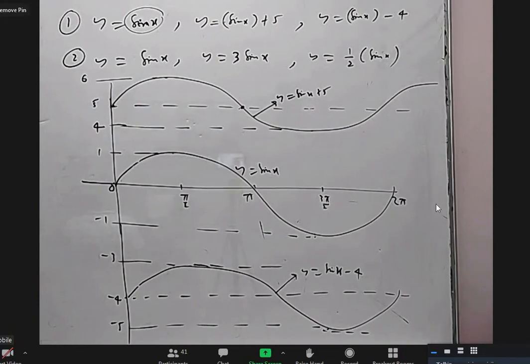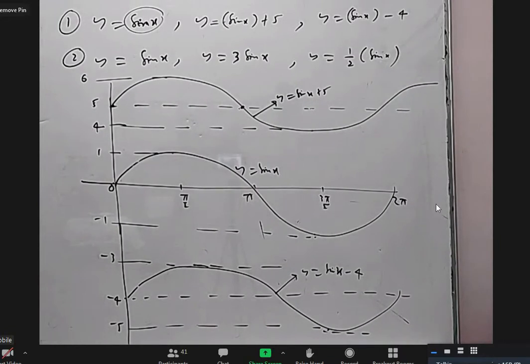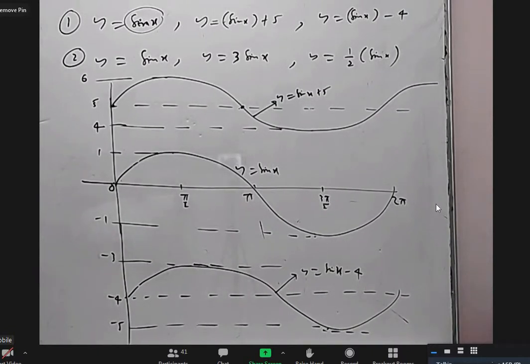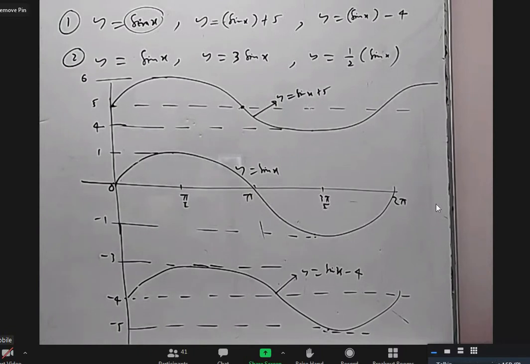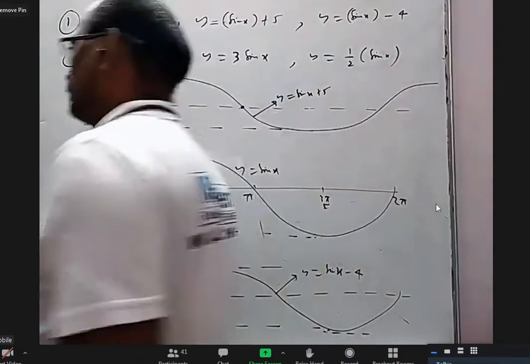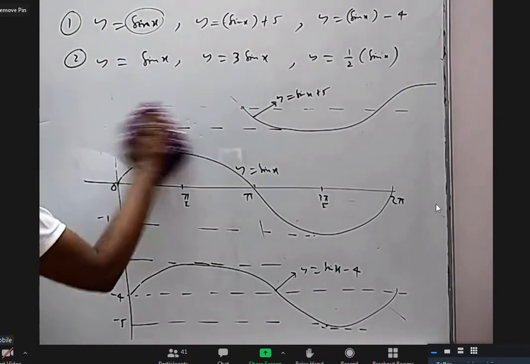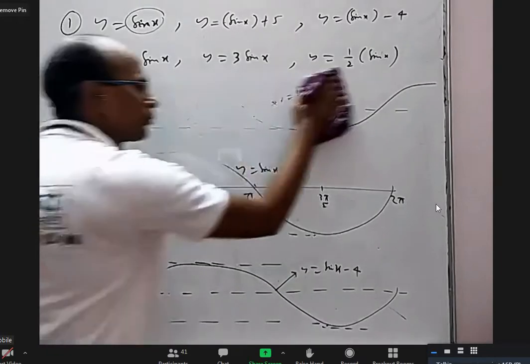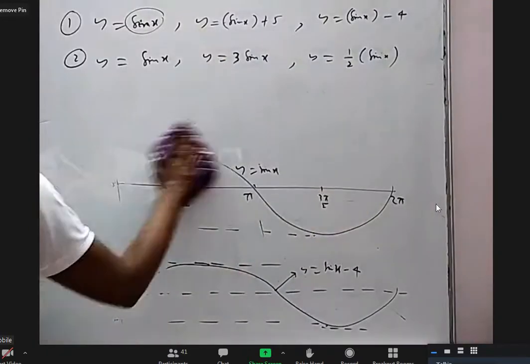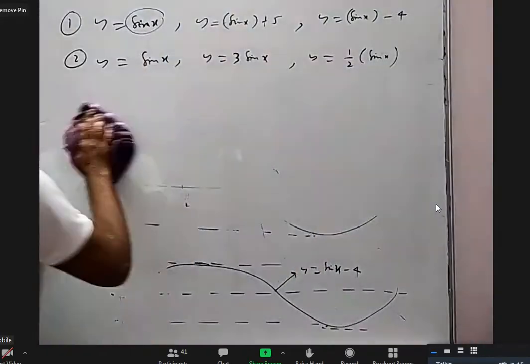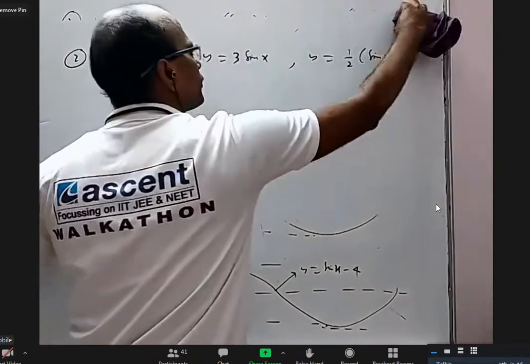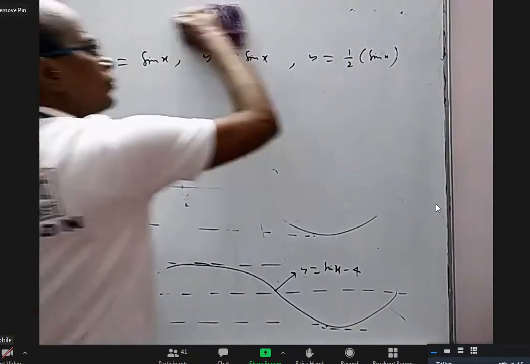Sir, for y equals 3 sin x, we need to draw a wave, sin x wave with a slope of 3, no sir? 1 by 3. Slope, I don't know, can I use the word slope? Sir, y is equal to 3 sin x, maximum 3, minimum minus 3. Yeah, that's right.